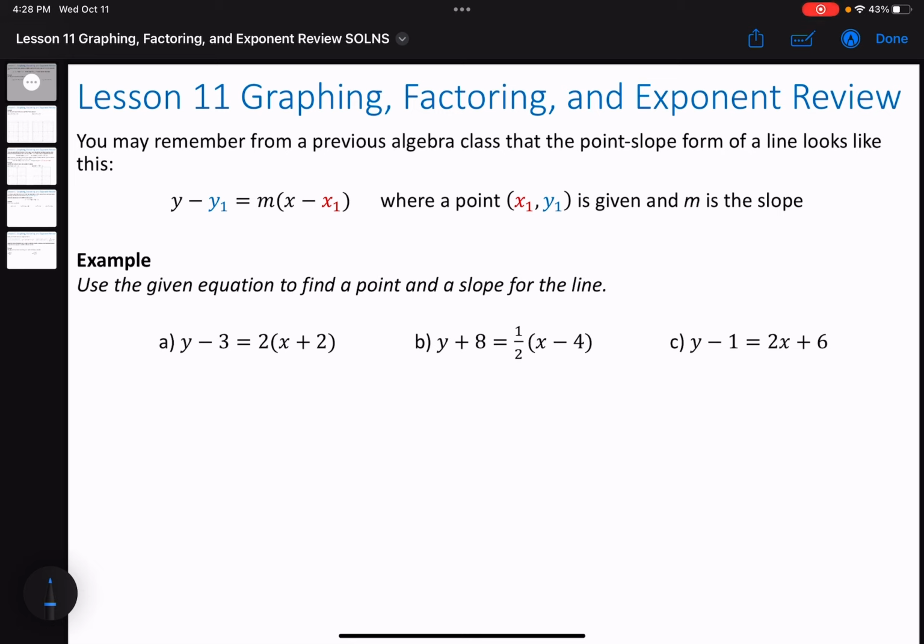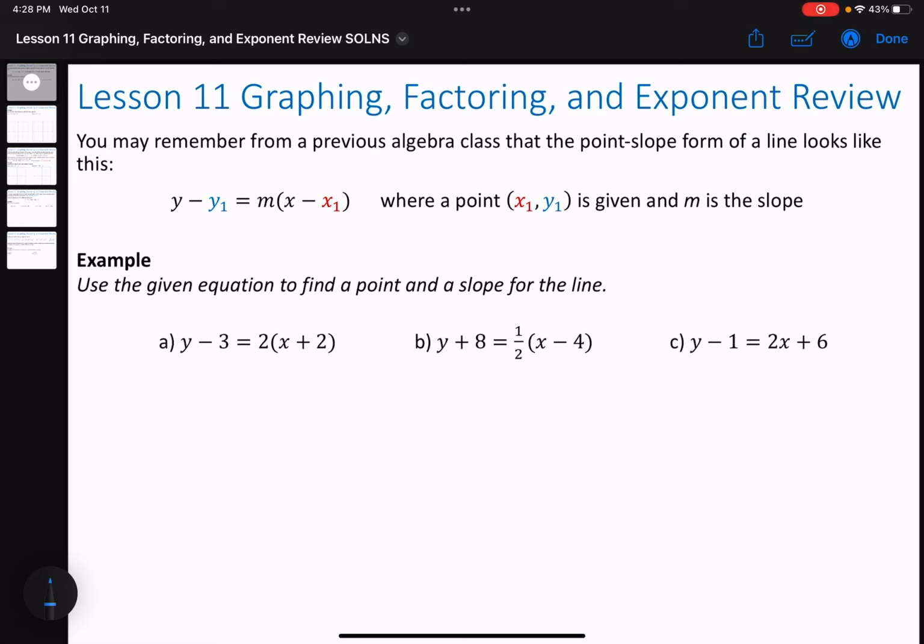Today we're going to cover lesson 11, where we're going to talk about how to graph, factor, and do a little bit of a review for exponents. We've talked about linear functions before. Linear functions make straight lines. Yes, the root word of linear is line.